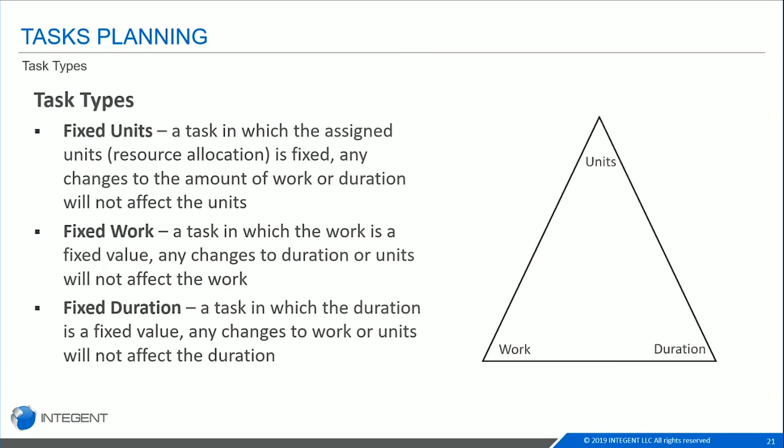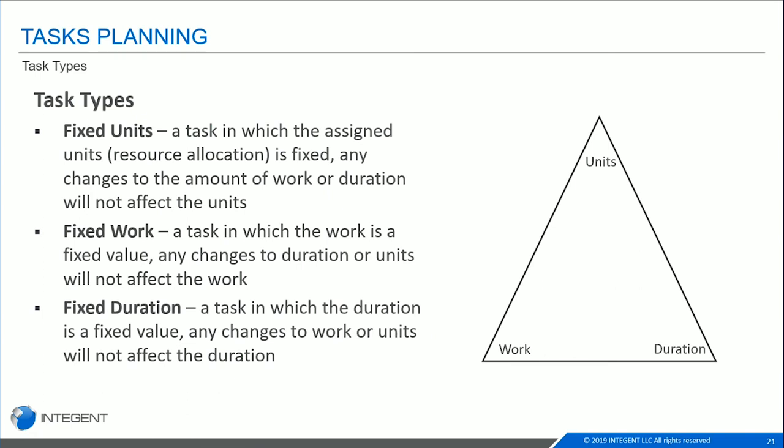So we had talked very briefly about the 3 task types that are available. There is fixed units, fixed work, and fixed duration. If you have a task with fixed units, it's a task where the resources have a max units. They are available for 100% or 50% of their time for project work. So it's fixed. They can only work a certain percentage per day on project work. And so any change that you make to the work or duration for that task will not affect the units. That's what's going to stay consistent in that task throughout any scheduling changes that you make.